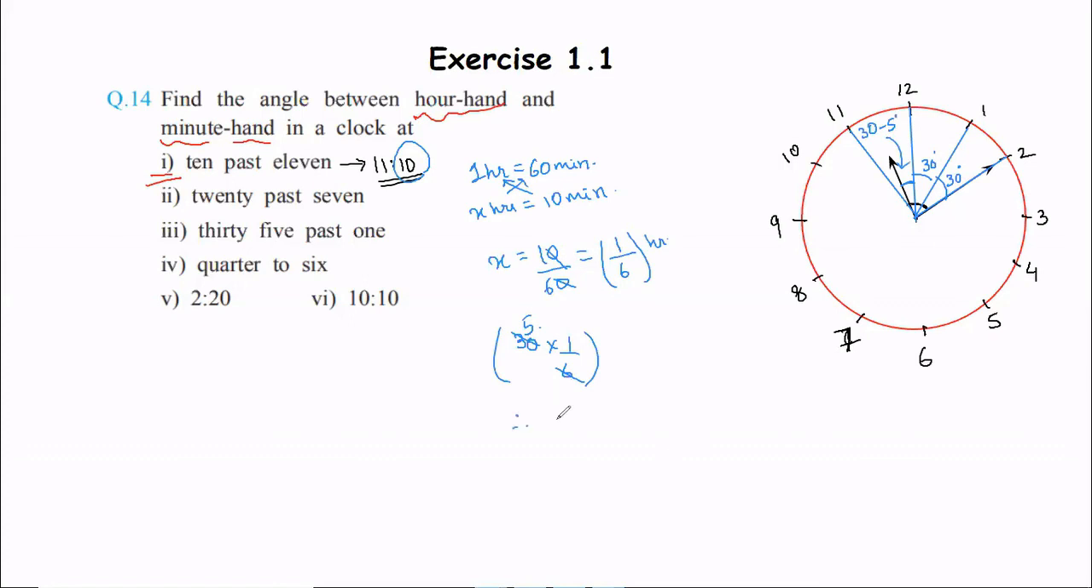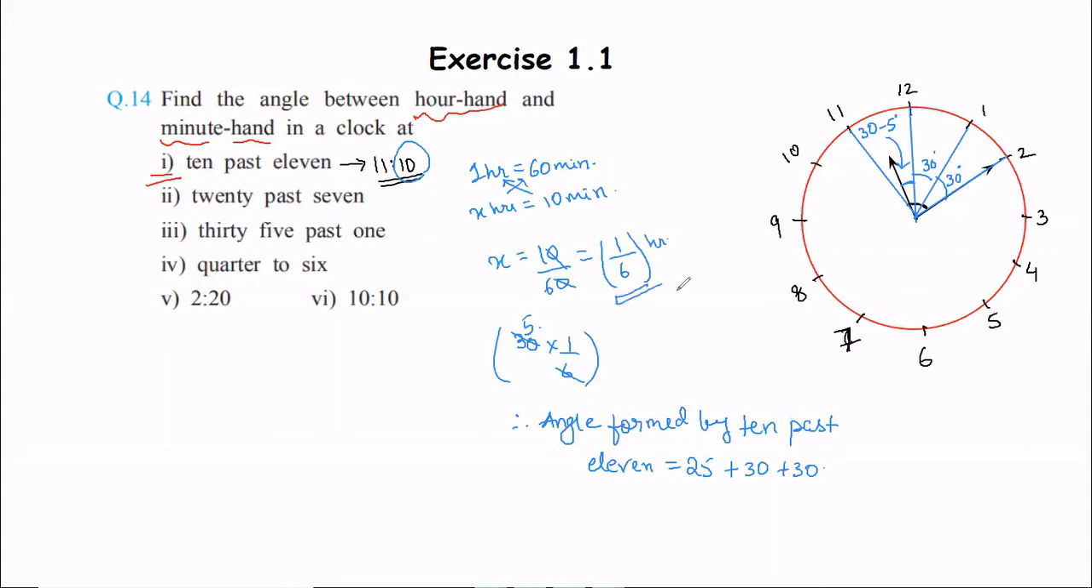So therefore, the angle formed by 10 past 11 will be 25 plus 30 plus 30. The division between 11 and 12 will actually give me 25, because the hour hand has moved slightly ahead of 11, and that slightness is 1/6 times of that hour.